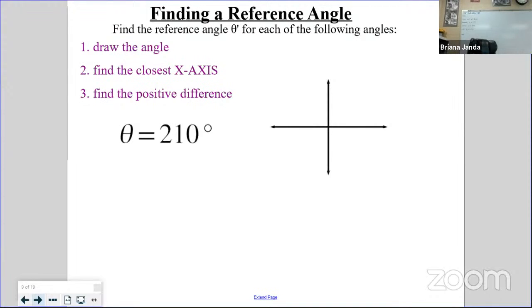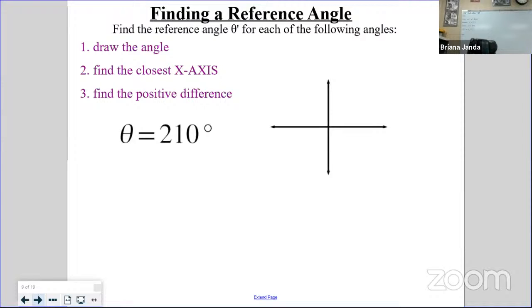I have given you, and you'll see the same directions on all, I don't know what we have, like 6 examples today. All 6 examples will be set up the exact same way. It'll tell you step number 1 is to draw the angle. Step number 2 is to identify the closest x-axis. And step number 3 is to figure out what the positive difference between those two things are. How far are you from your closest x-axis? So job number 1, which is why we have been practicing this, is to draw your angle, and most importantly, that you draw it into the correct quadrant.